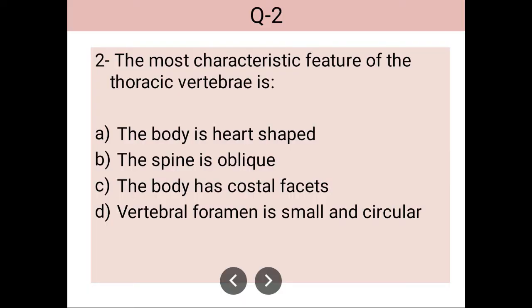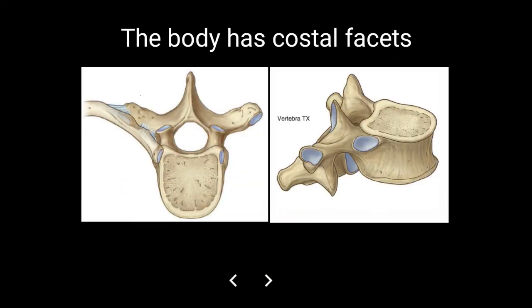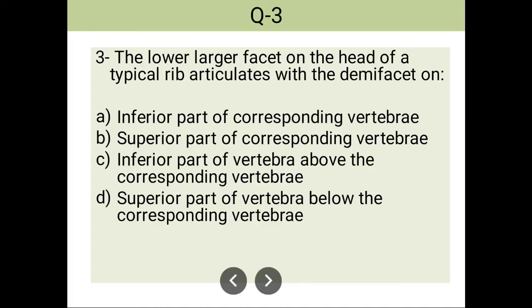Question number 2: the most important characteristic feature of the thoracic vertebra is that the body has the costal facets. It is one of the very important characteristics by which we can differentiate it. So let's have a look here that on the body we have the costal facets.